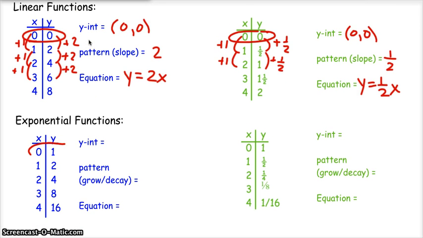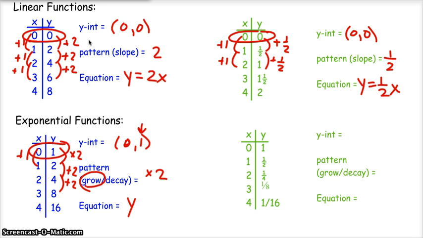Here the y-intercept again is where the x value equals 0. So in the first example, my y-intercept is at 0, 1. The pattern in exponential functions is not an addition, but now I can see that it's a multiplication of 2 each time down the y column as the x values increase by 1. So my pattern is going to be multiplying by 2. This shows growth, and the equation will look like this. y equals the y-intercept times the growth or decay pattern to the x power.